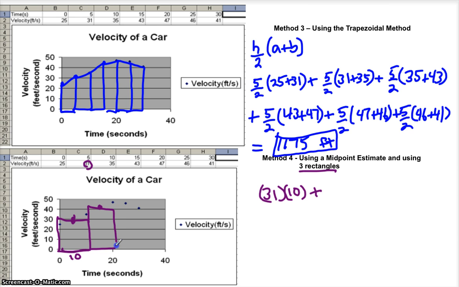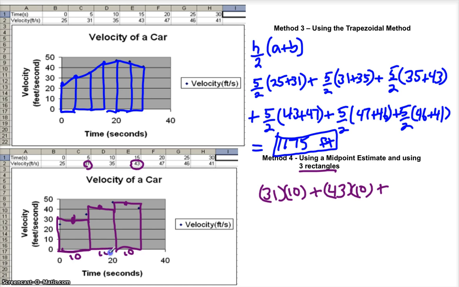like so. So this data point here is 43, or the velocity is 43. So 43 multiplied by, again, 10. It's a 10-second interval here. And then we have our last rectangle. Use this as our height. So draw a rectangle with that being the height. And then that will be our last 10-second interval here.